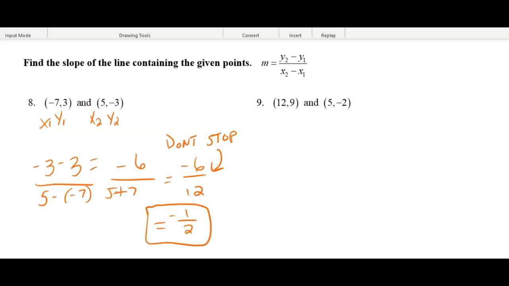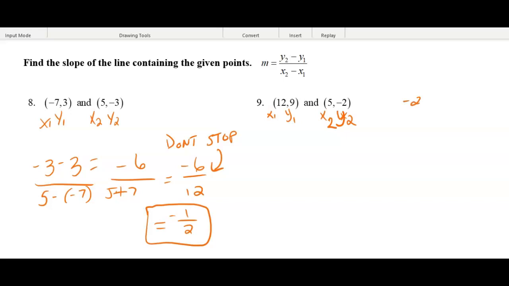If you're just watching this video and you didn't watch yesterday, notice you got to simplify on number 8. And always label these points. I know it's a little harder when you're taking a quiz or a test online. So we labeled them x1, y1, x2, y2. And now we're using our formula here.